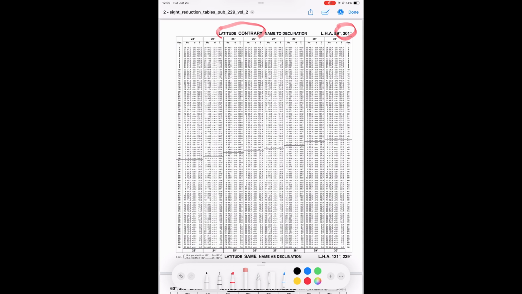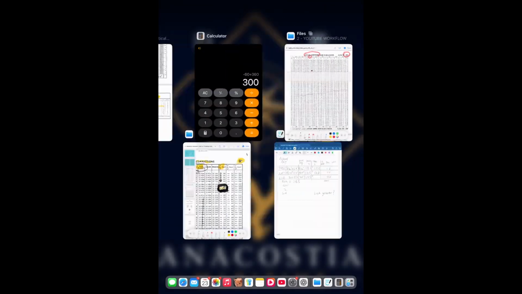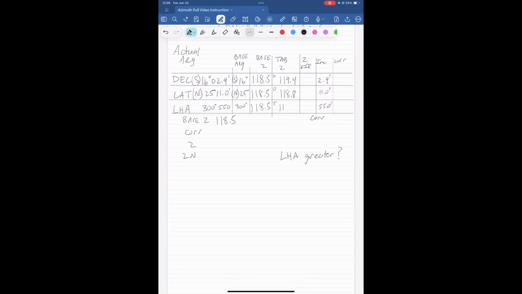Now, we want to make sure we're going into the right latitude to get our Z. Let me get my straight edge. 16 right here, 119.1. Okay, let me just mark that other one off. 119.1. Okay, so now the Z difference, you're getting the difference.